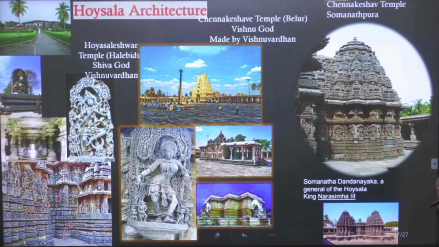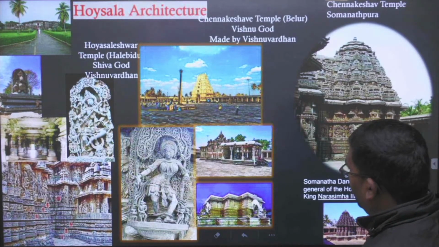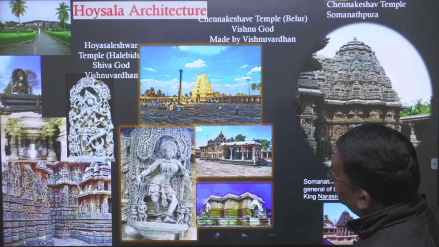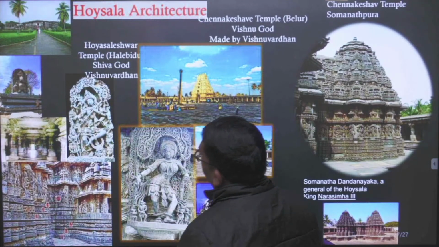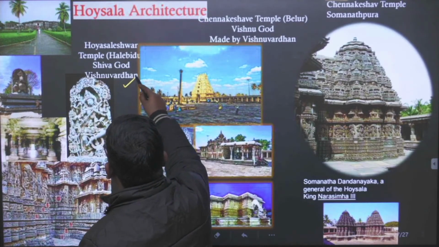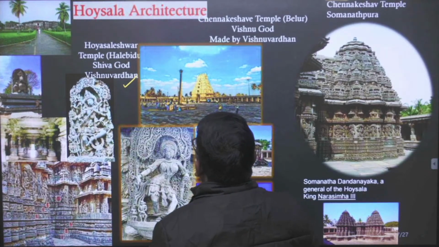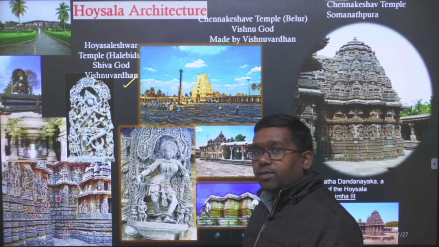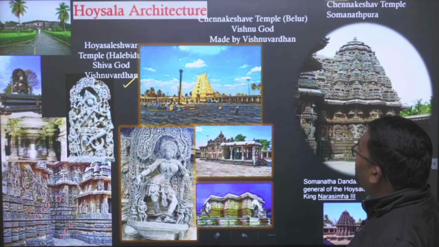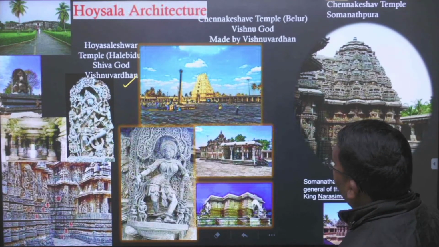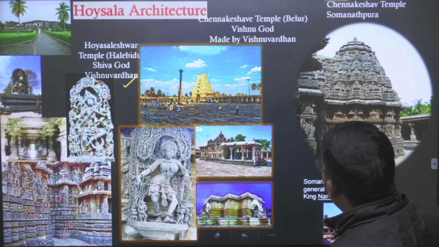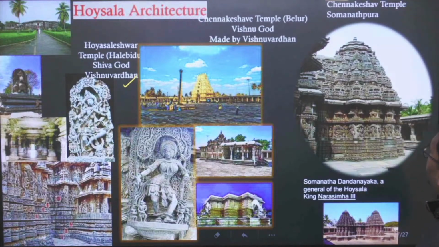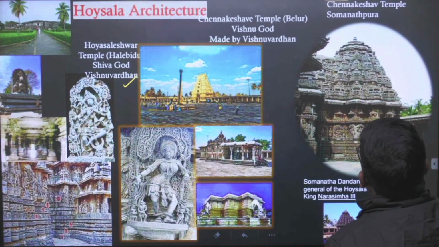So these are the temples that we know have been included. The temple and all of the sites have been included in the UNESCO World Heritage Site. So we have the Hoysaleshwara temple at Halebidu. It is dedicated to Lord Shiva, right? And Vishnuvardhana got it built. Vishnuvardhana is a very famous ruler of the Hoysala kingdom. Then we have the Chennakeshava temple at Belur. It is dedicated to Lord Vishnu; the first was Hoysaleshwara, Shiva, and this is Vishnu. This was made by Vishnuvardhana, and the third is the Chennakeshava temple at Somanathapura.